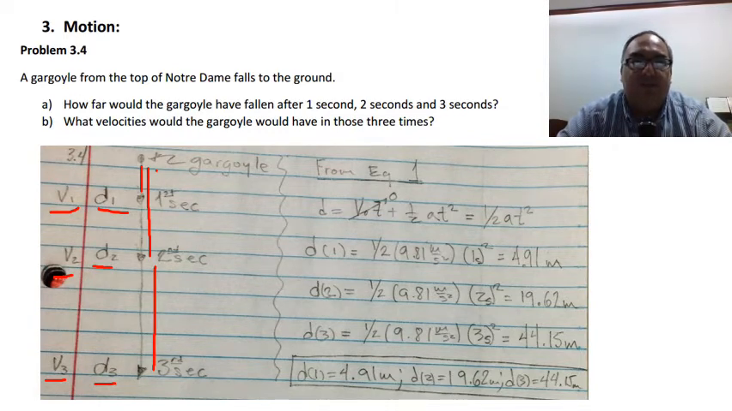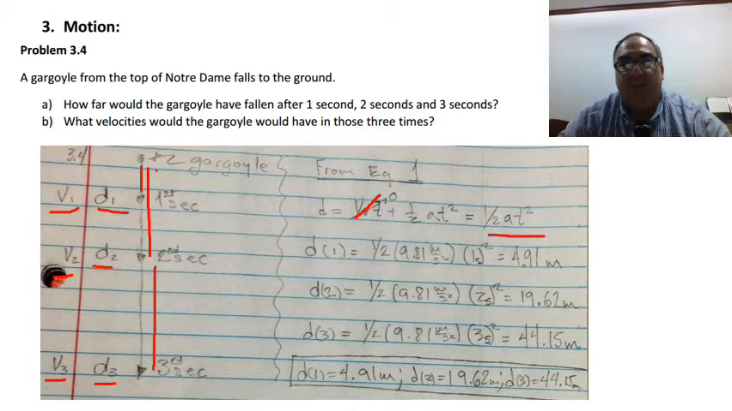So from equation 1, because why 1? Because we don't have final velocity and we have distance, so we use equation 1. We have initial velocity of 0 because the gargoyle didn't have any velocity when it started falling. The distance is going to be just 1/2 of A T squared. So D1 is 1/2 of A, which is 9.81, gravity, remember, because it's free falling, and time 1 second squared. So it's going to be 4.91.